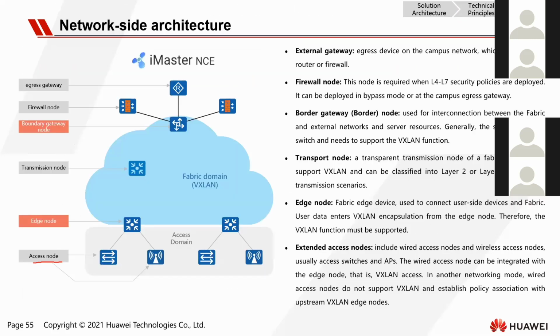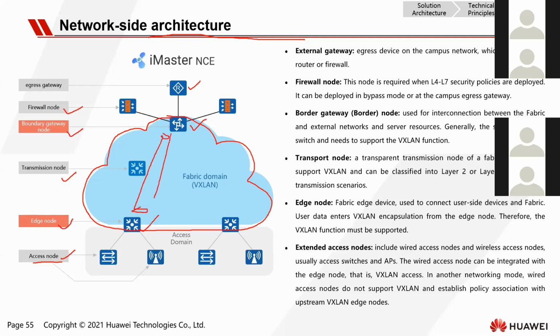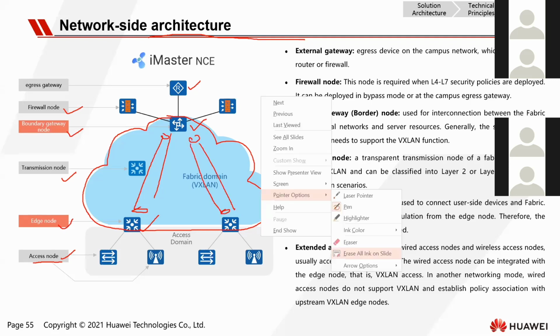Next, this is the network architecture that we have in CloudCampus. Usually in CloudCampus, we will have the egress gateway, the firewall node, the border gateway, transmission node, edge, and access node. The main thing you need to focus on is the VXLAN domain. Inside a VXLAN network or VXLAN domain, we will have the border, and then we will have the edge. Between the border and edge, they will form the VXLAN tunnel.